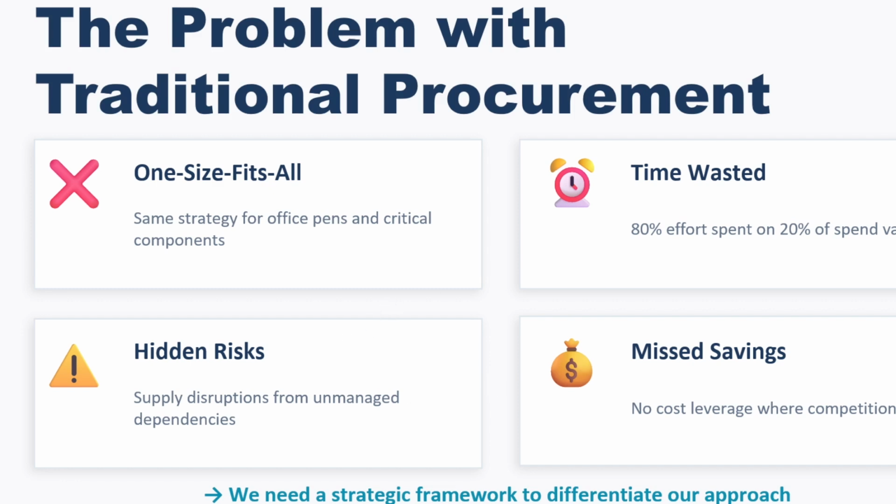The third is hidden risk. The key supplier or the bottleneck supplier needs to be managed separately, and you need to manage the risk as well, either by diversification or by strengthening the partnership, which traditional procurement strategy generally doesn't cover.